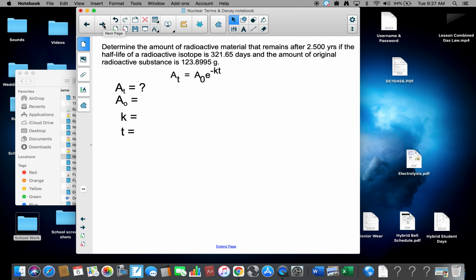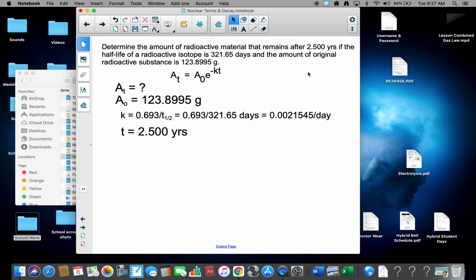From the problem, we see that A_0, the original amount of radioactive substance, is 123.8995 grams. k, we said that k is equal to 0.693 over t 1/2. The radioactive half-life right here is 321.65. So we divide that through, 5 sig figs, we get 0.00215545 per day. Now t is 2.500 years, but we see our days and years aren't the same, so we're going to convert this to days. And 365.25 days is 1 year. Cross them out, we get 913.1 days.